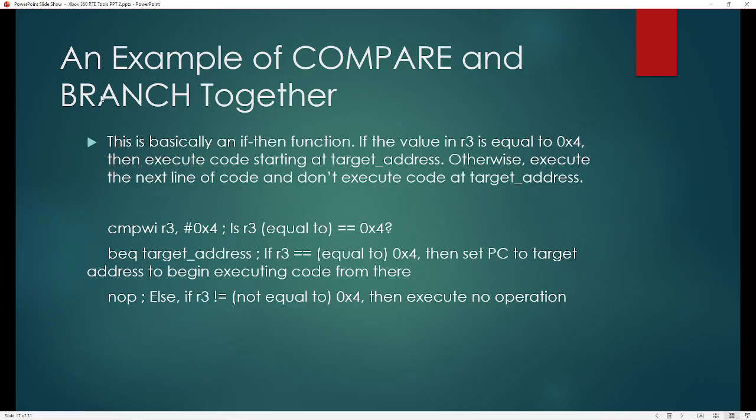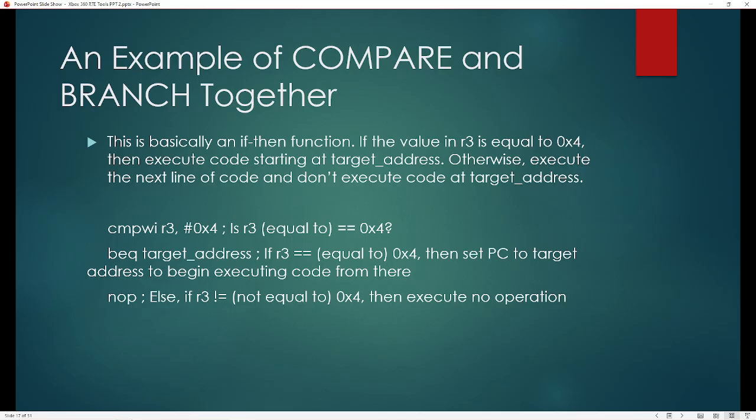As I said, it's basically an if-then function. If the value in R3 is equal to 0x4, then execute the code starting at target address. Otherwise, execute the next line of code and don't execute code at the target address. You remember how I said the PC register was the current line of code being executed? The branch instruction works by changing PC to equal the instruction that you want run next.